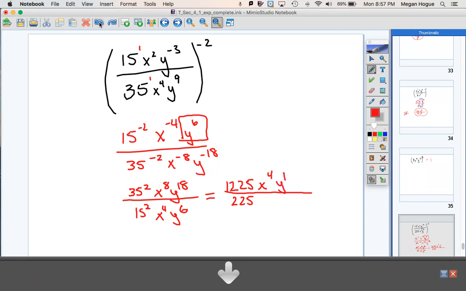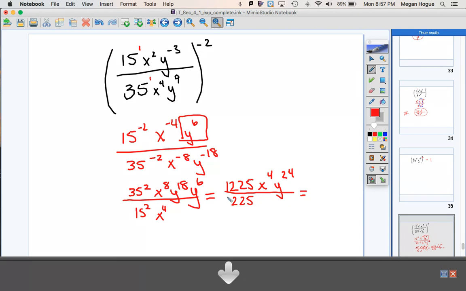Oh, did anyone catch my mistake? This was not a trick. I got so involved into changing things around. Oh, this has to stay on the top. Glad I caught that before I moved on. So y to the 6th was supposed to stay put. It's up here with that other y. Add those. We're going to have y to the 24th. Sure, some of you were wishing you could have stopped me earlier. I apologize. We've got one more last thing to do.